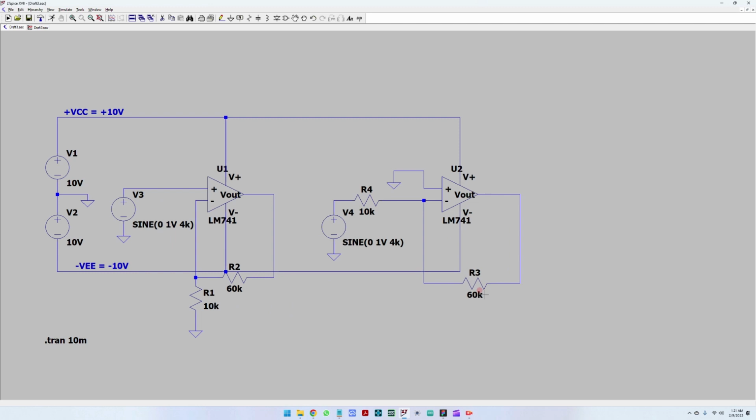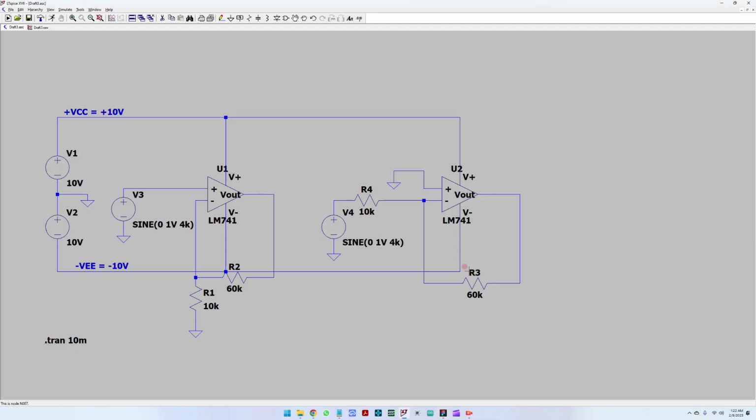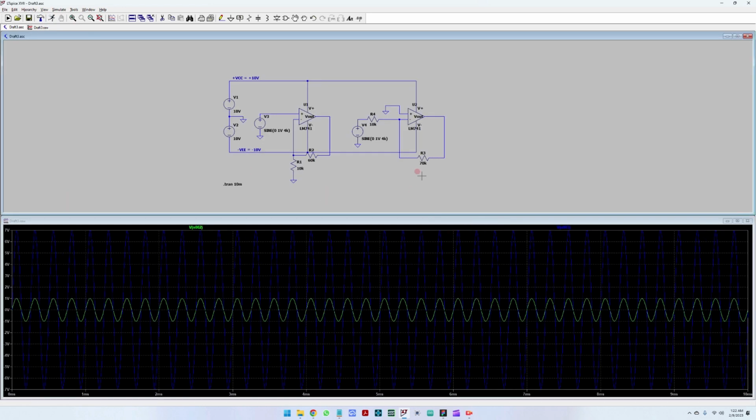Okay, so we are back here and we are going to modify. We want to get a 7 times amplification on the input sine wave. So this means that according to our calculations, the amplification is the ratio between our feedback and our input resistor. And this means that our feedback has to be 7 times bigger than our input to get a 7 times amplification. So we have to update this to 70 kilo ohms. Okay, and we are good to go. Let us run the simulation.